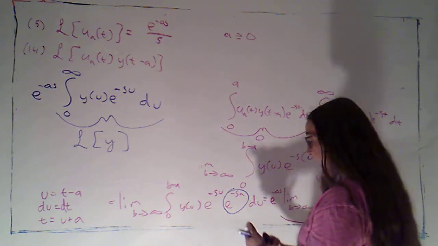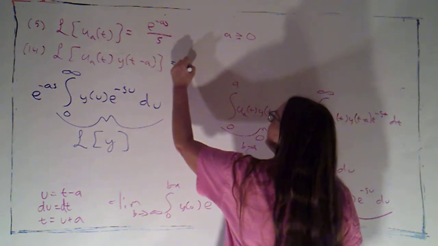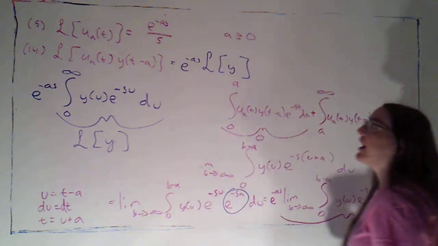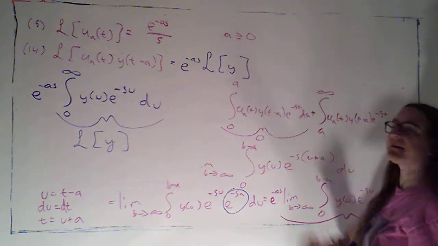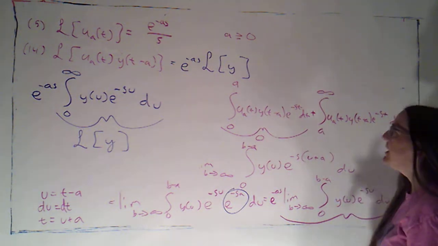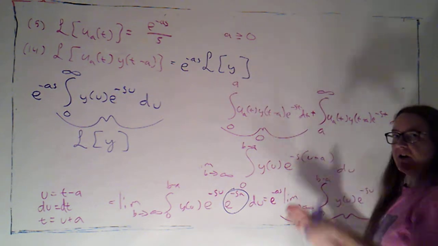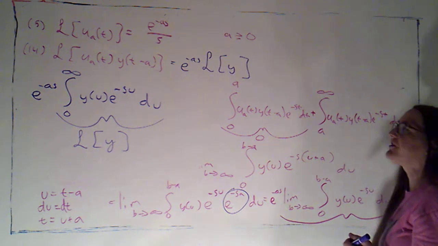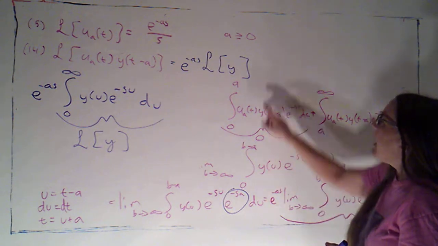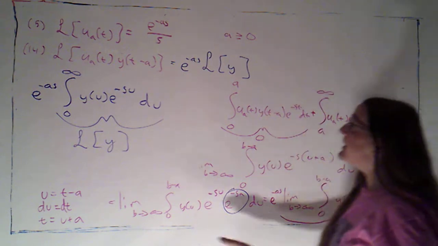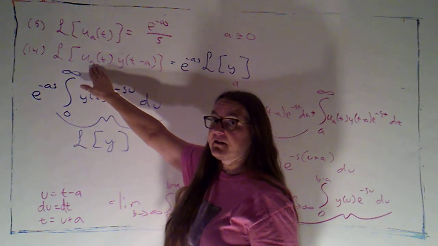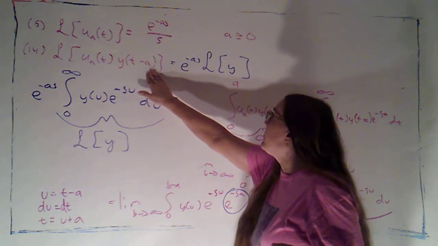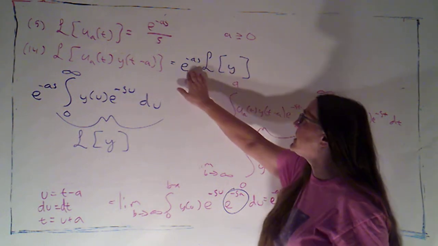So what we get is just e to the negative as times the Laplace transform of y. Doesn't matter whether I look at that as a function of t or a function of u. It's a function of this variable that is going just from 0 to infinity, and the Laplace transform changes it to a function of s instead. All right, so it turns out that if I multiply by the Heaviside function and do a horizontal translation of my function, what I get is just the Laplace transform of that function times e to the negative as.